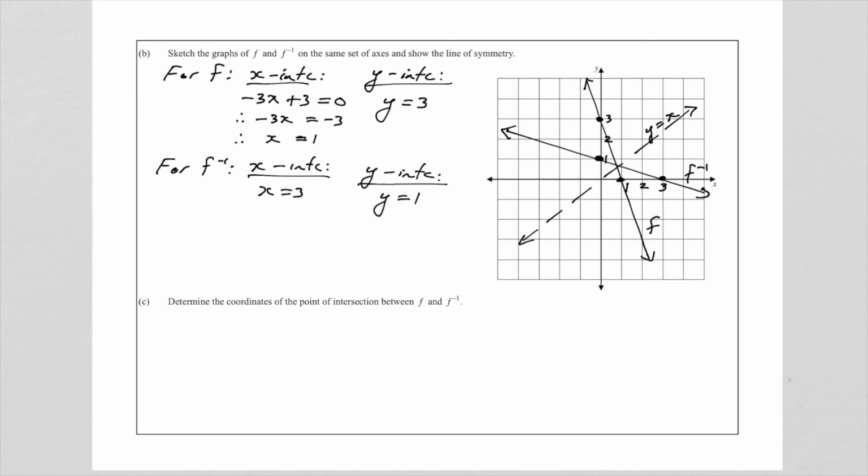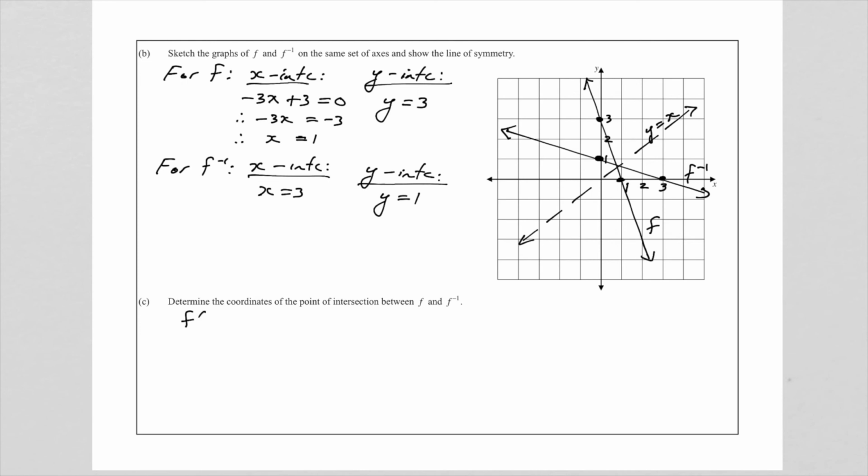In part C, they ask us to determine the coordinates of the point of intersection between f and the inverse. Now, as you can see, that point of intersection is right there. That's where the two lines intersect. But also important, the line of symmetry, y equal to x, also intersects at the same point. So that means we're going to use simultaneous equations here, but we don't need to use the two straight lines. We can use the straight line given to us, that is now function f.